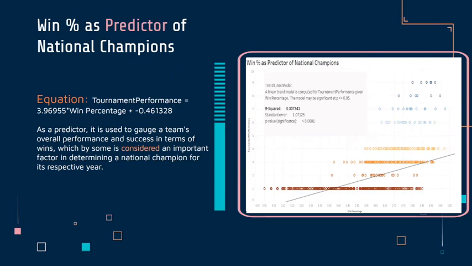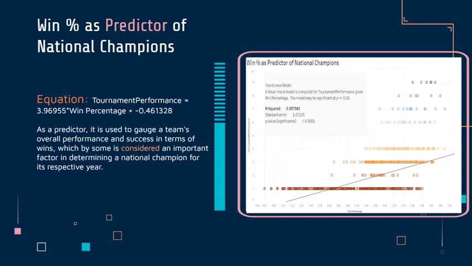As you can see on the right, that's the chart we made. It shows the correlation between tournament performance and win percentage. The equation's right there on the left, so you can read that. That's how the calculation was done. As a predictor, it's used to gauge a team's overall performance and success in terms of wins, which is considered an important factor in determining a national champion for its respective year.